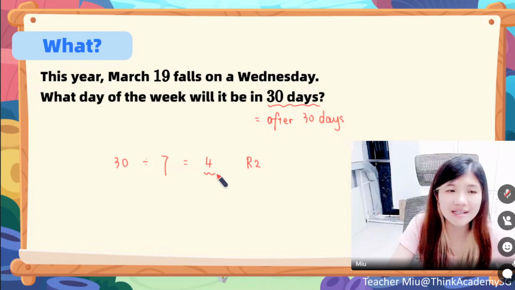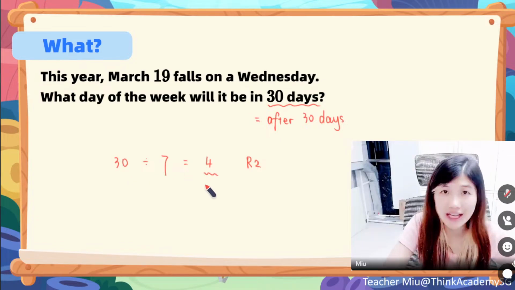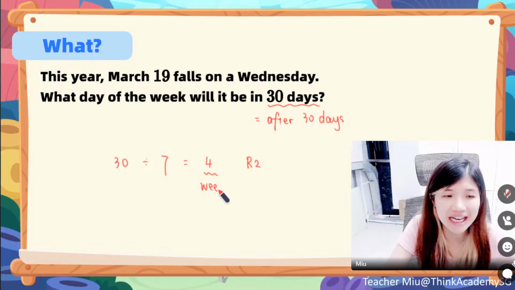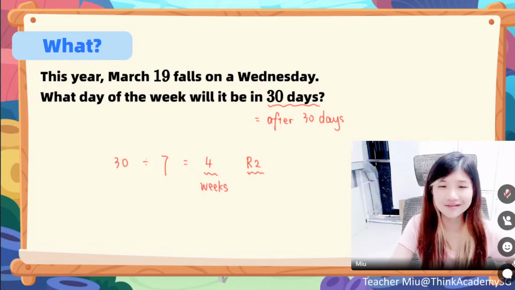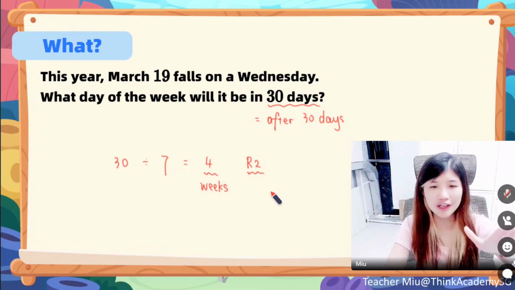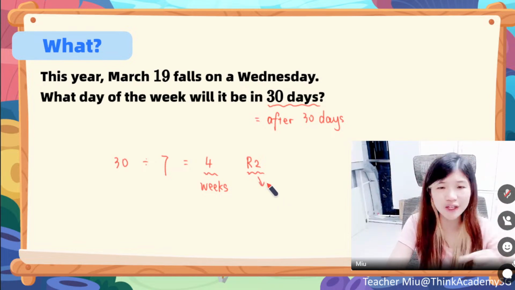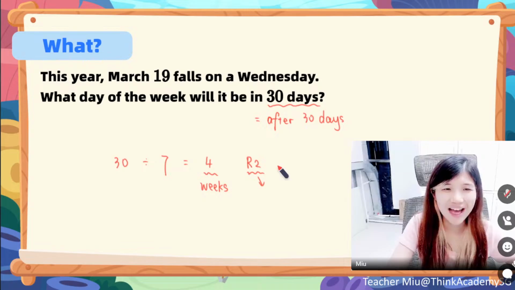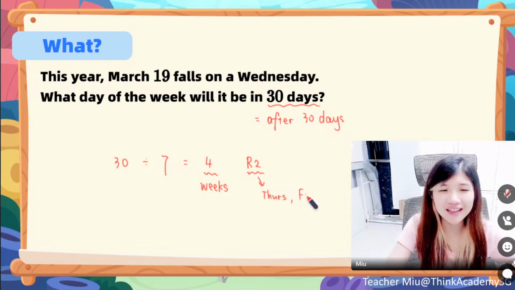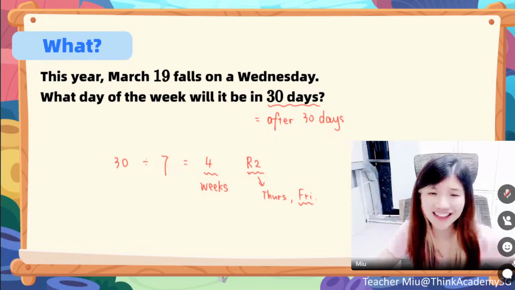That means after 30 days, that is already 4 weeks later, but you still got 2 days remaining. That means after 4 weeks, not enough. You still need to go 1 more day after Wednesday, which is Thursday, then the remainder takes you to Friday. That's how you get to the answer, Friday.